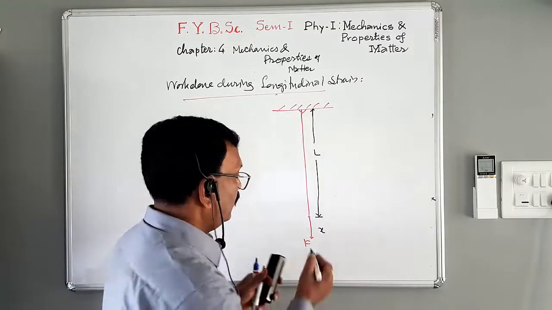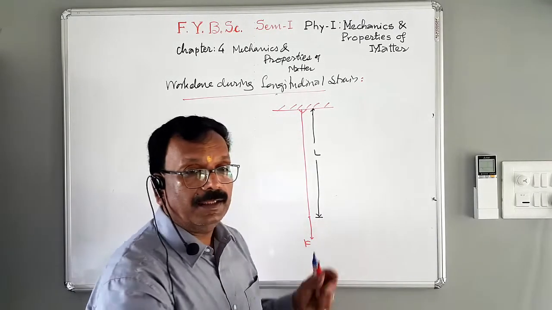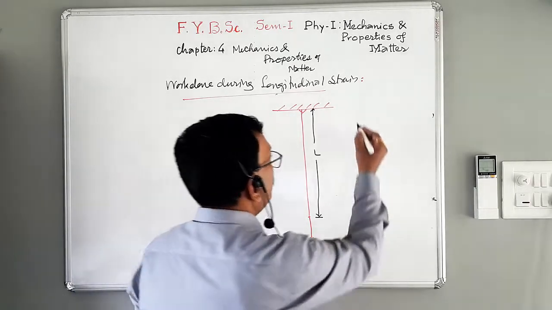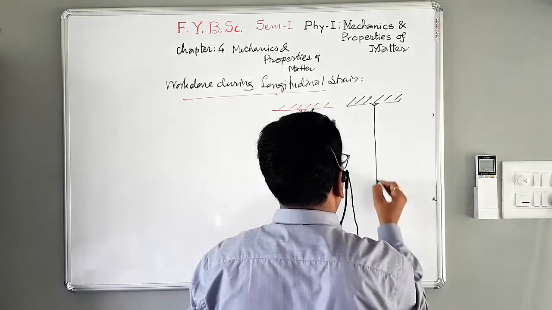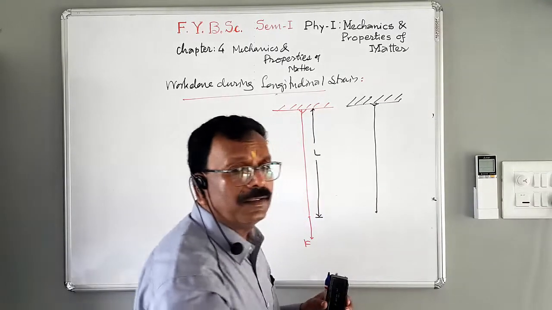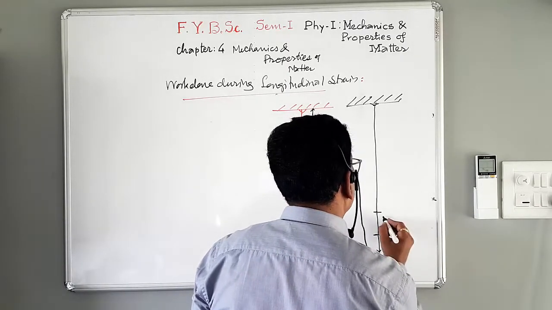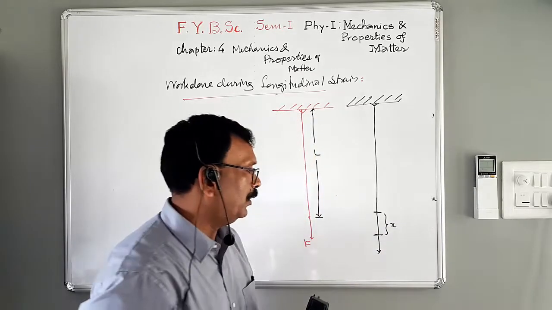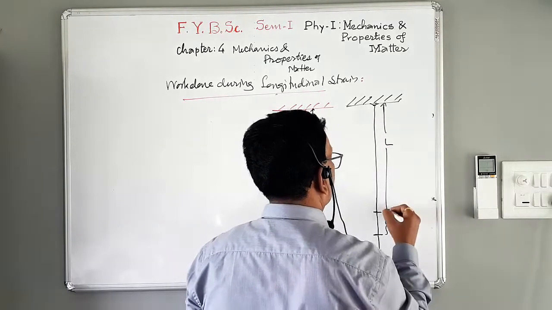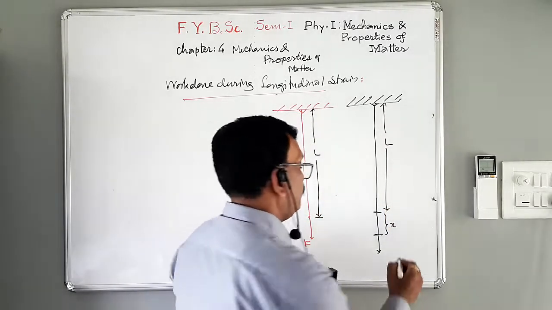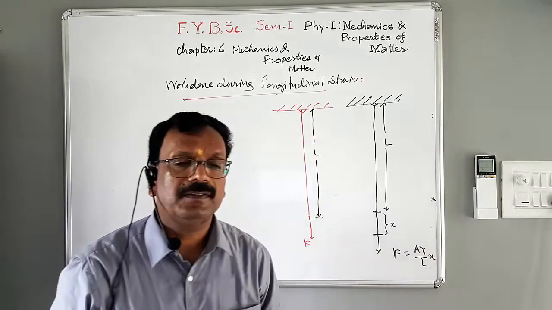What happens when the stretching force is applied? Here only this is the original length. Now what happens when we stretch the wire? Deformation of the wire takes place, that is, the length of the wire is increased by the quantity x. Here the force is YA upon L into x.